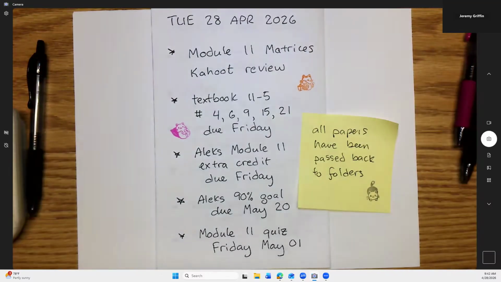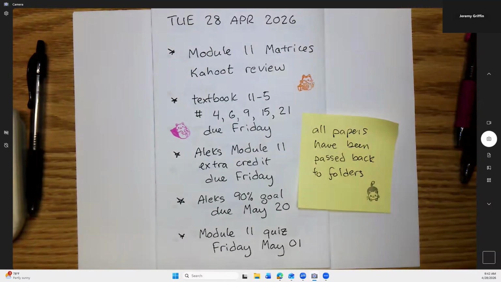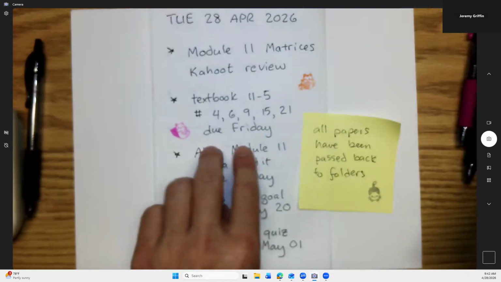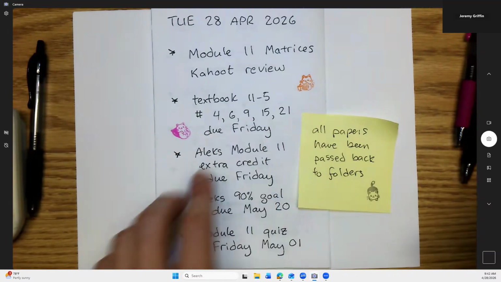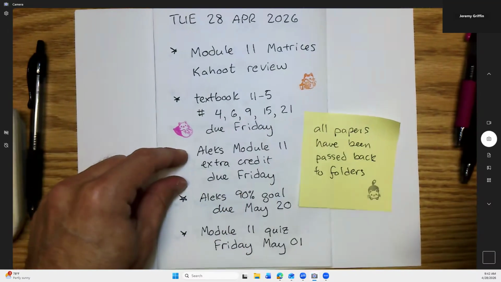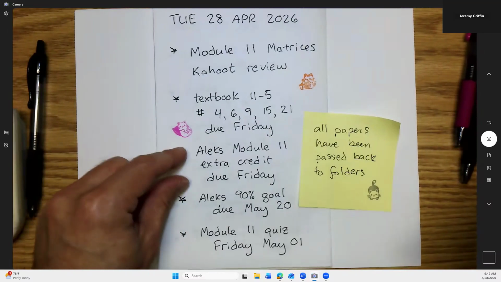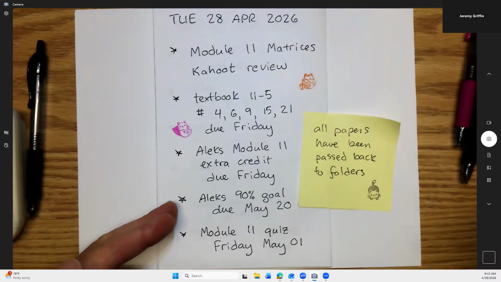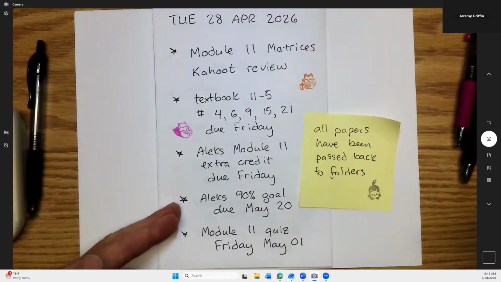Yesterday, I went over with you guys how to solve these textbook puzzles. So I did the started ones and how to get to certain ones. That's due on Friday. Also, you guys remember there was that Module 11 extra credit assignment. That's been open for a few weeks, so you could do that too. Your 90% goal is due in about 3 weeks.